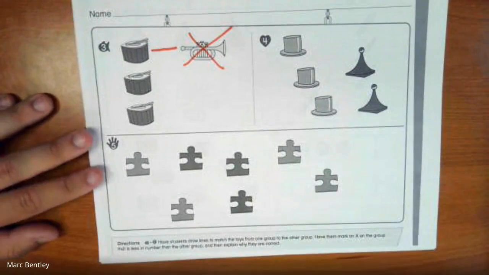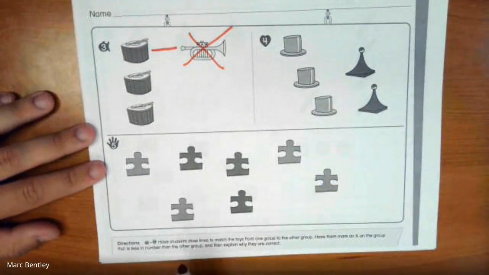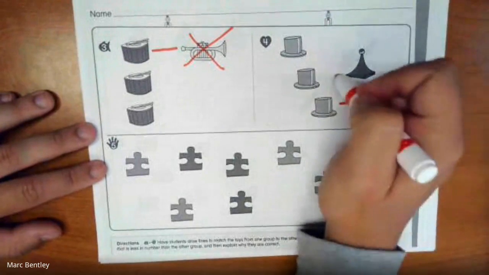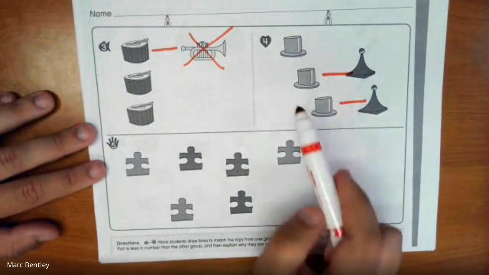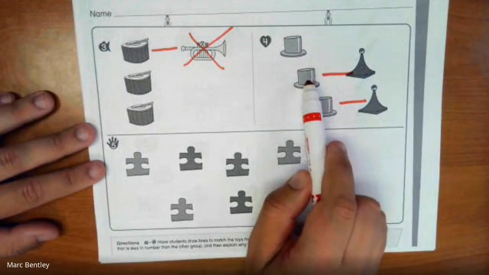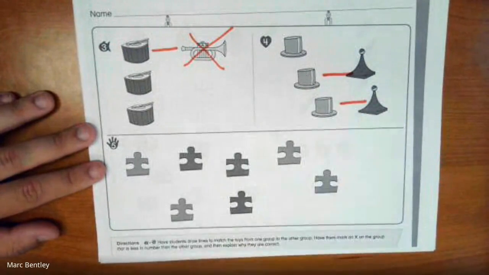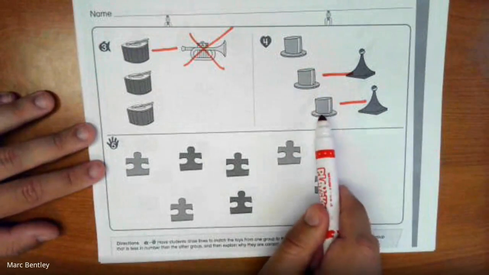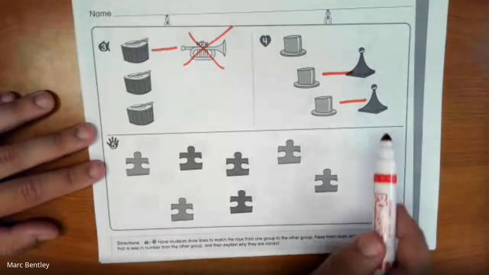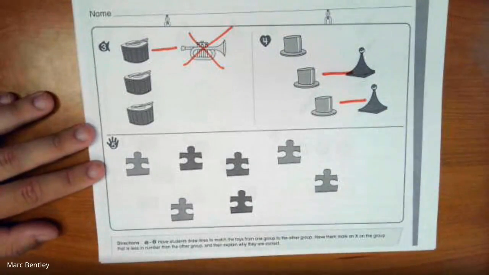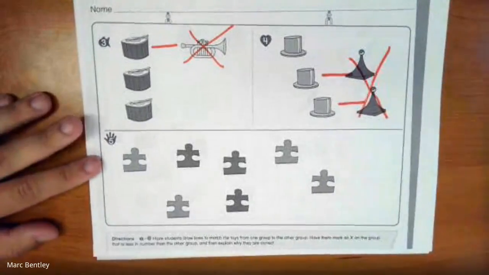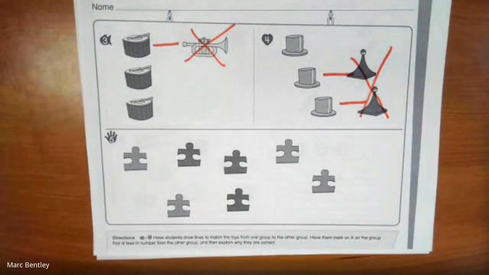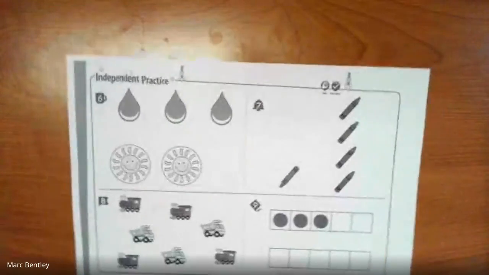Okay, here we have different types of hats. I'm going to match these two up. And I can see that I have more of this type of hat than I do of this type of hat. Here I have 1, 2, 3. Here I only have 1 and 2. 2 is less than 3. I'm going to go ahead and put an X through that group right there. Okay, turning the page.